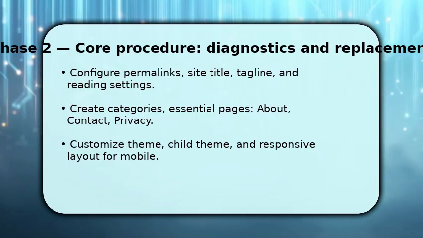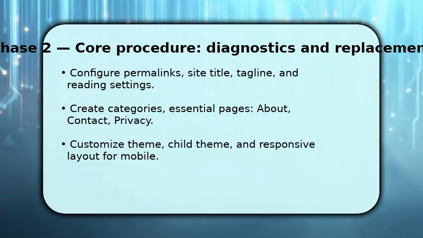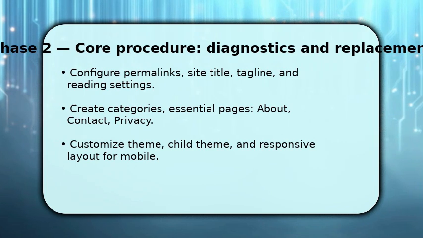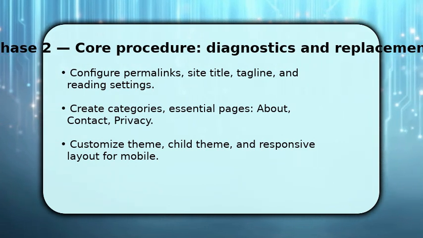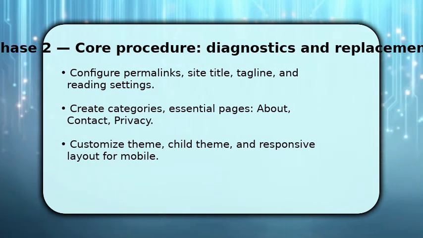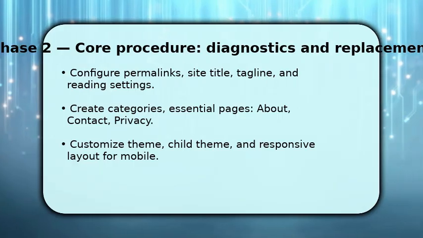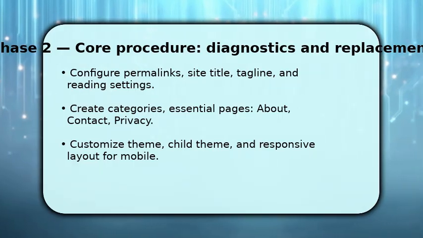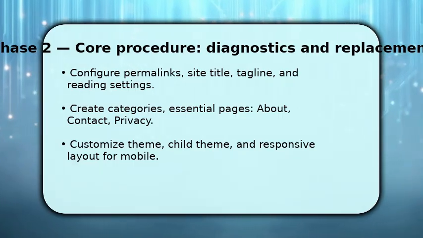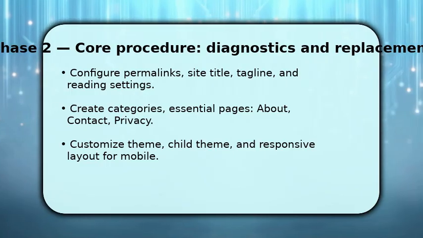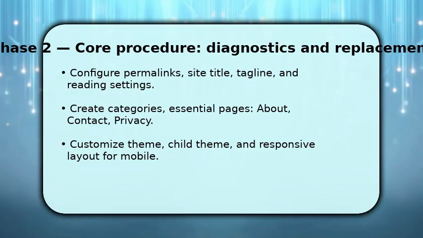Customize your theme or create a child theme to preserve changes. Make layout responsive by checking 16:9 and mobile breakpoints. Also install and configure an SEO plugin, set XML sitemaps, and create your first pillar post. This establishes authority and internal linking patterns for growth.